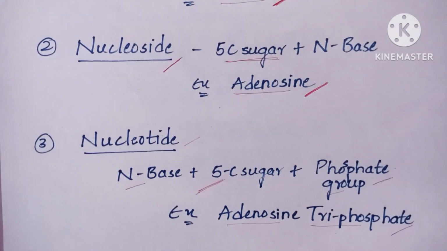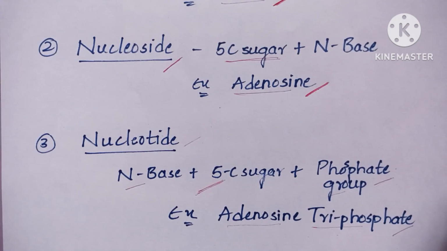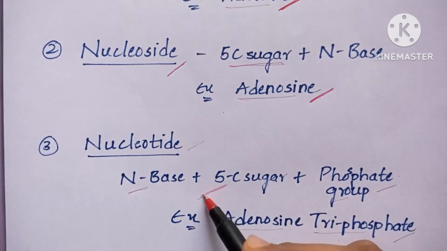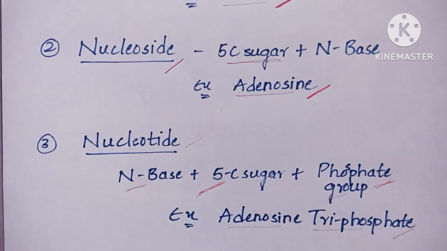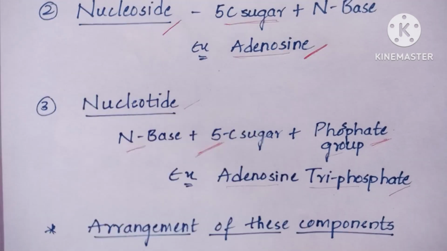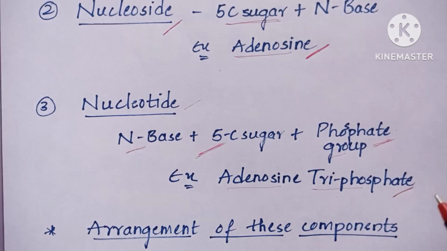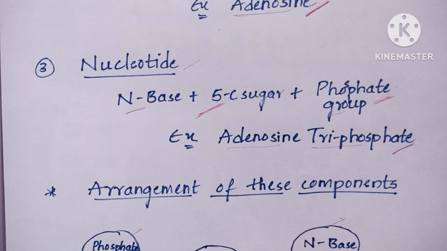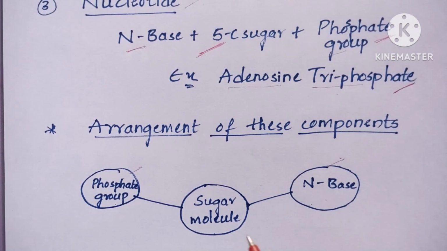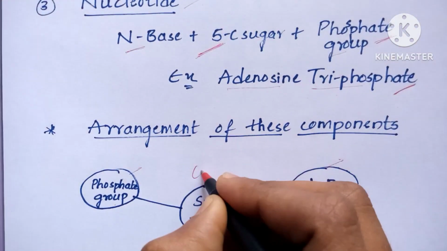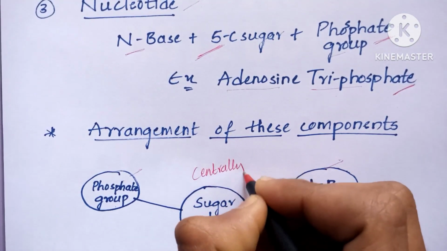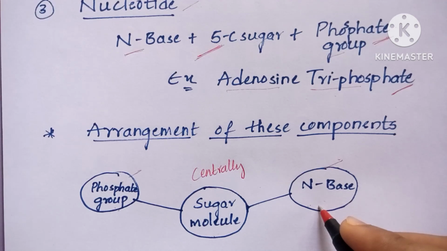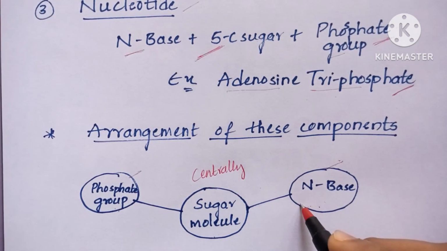Further, moving towards the nucleotide, as I mentioned previously, a nucleotide is made up of three major components: nitrogen base, 5-carbon sugar, and phosphate group. Now this adenosine is known as adenosine triphosphate, and hence this structure is known as a nucleotide. Now let us understand the arrangement of all these components. First, the sugar molecule is always placed centrally, and the phosphate group and the nitrogen base are present on either side of the sugar molecule.